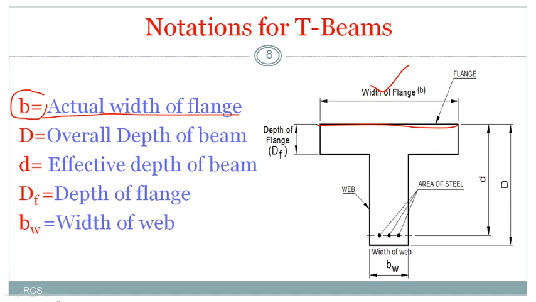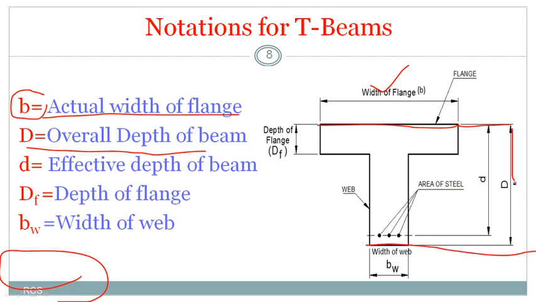Then we have the overall depth of the beam. So from the extreme fiber of this slab to the bottommost fiber of the beam, the distance between these two is called what?